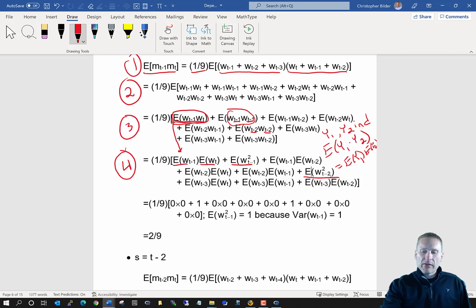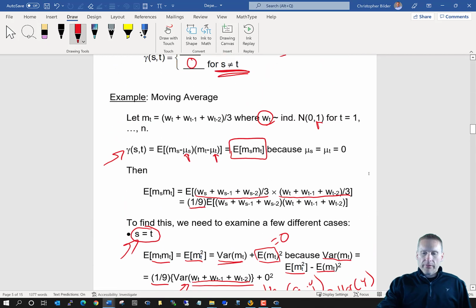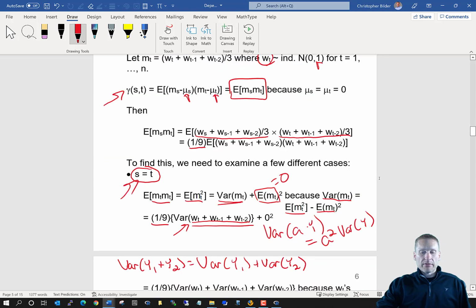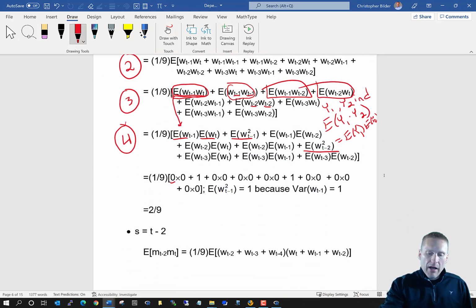And in fact, you can see that this actually occurs a lot through all the terms that I have here. Each of these expected values, well, what are they? Well, we go back up here. We know that these w sub t's have a mean of 0. So I'm going to have a whole bunch of zeros that pop up. Expected value of w sub t minus 1 is 0. Expected value of w sub t is equal to 0, and so on.